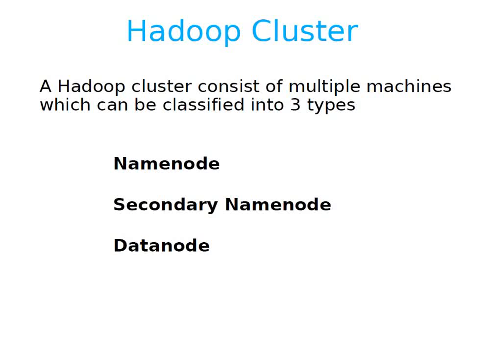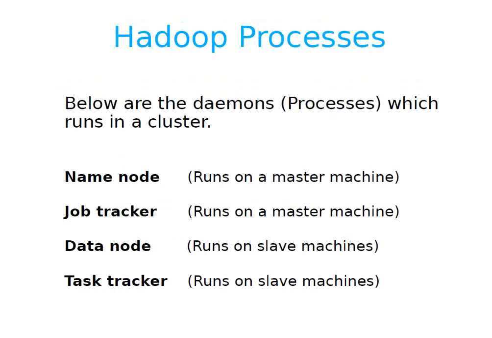So next we have Hadoop cluster. As I explained earlier, a Hadoop cluster is a set of multiple machines which are connected to each other. We may have multiple machines in our Hadoop cluster, but as far as the type of machine is concerned, we have only 3 types of machines in our cluster. First is name node, that is the master machine. Second is secondary name node, that is my backup master machine. And third is data node, that is my slave machine. So in a particular Hadoop cluster, we have one name node, one secondary name node, and multiple data nodes. So this was about Hadoop cluster.